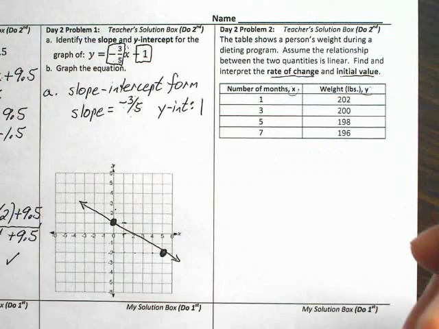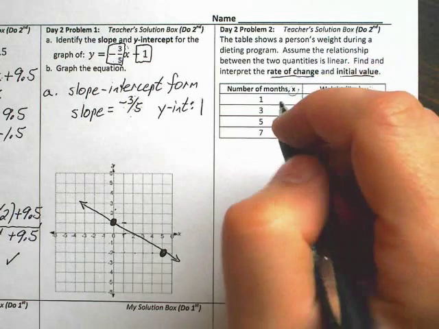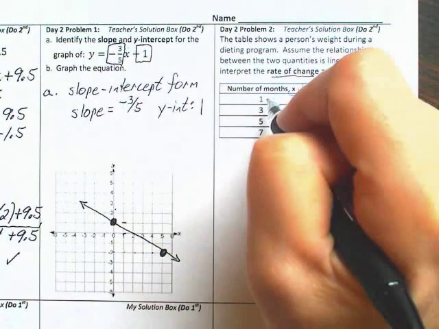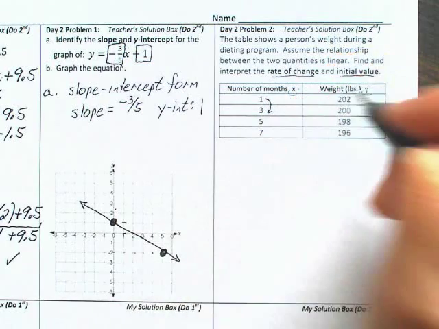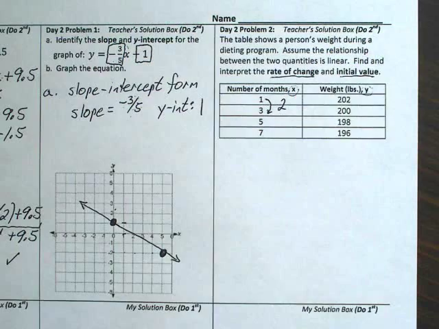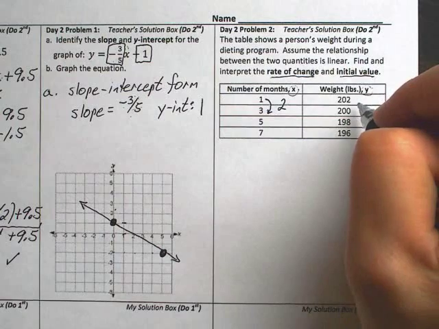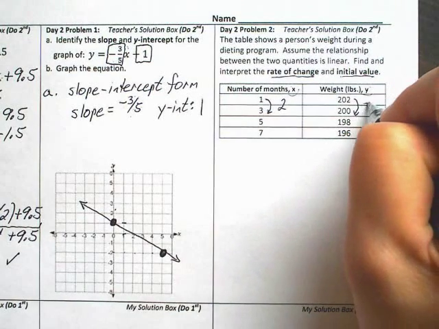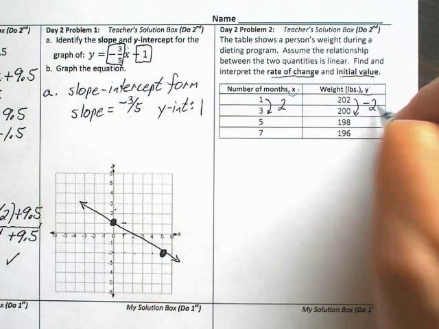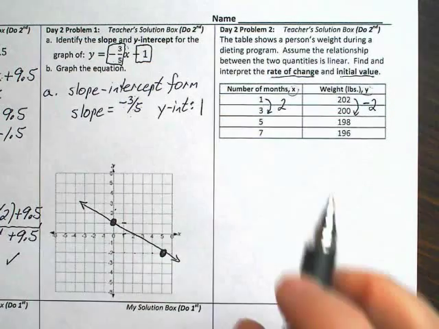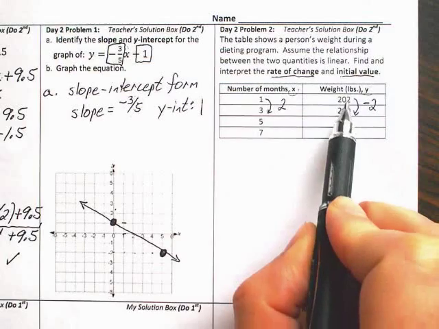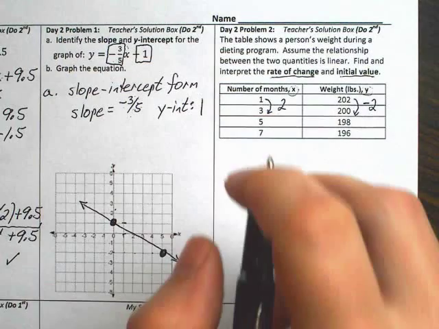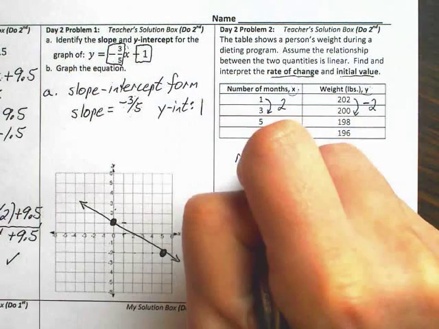It doesn't matter which rows we look at, but we could look at the first row and the second row. From 1 to 3 is an increase of 2 months. And in the 2 months, from 202 to 200 is a decrease of 2 pounds. This person is losing 2 pounds every 2 months. And that is rate of change.